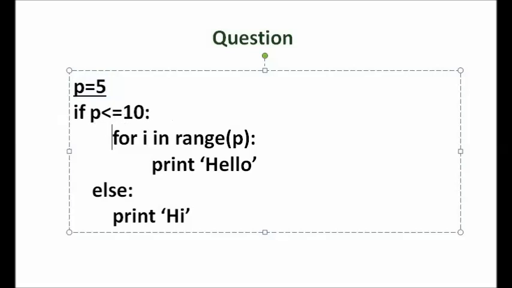Then if P less than or equal to 10. No error. Then for I in range P. No error. Here only one argument for the range function. So 0 will be taken as start value. Then print hello. This one you have to give it in bracket. Underline the correction. Then next statement is else statement.